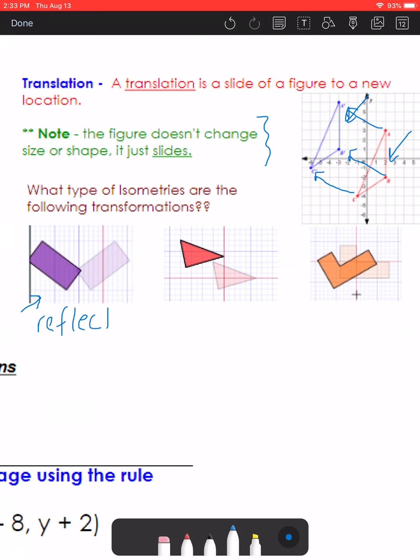Reflection. Good. And if we're looking at the red ones, what do we see happen? We would call this a translation. And then lastly, what we can see from the light orange to the dark orange here, any guesses? This would in fact be an example of a rotation.